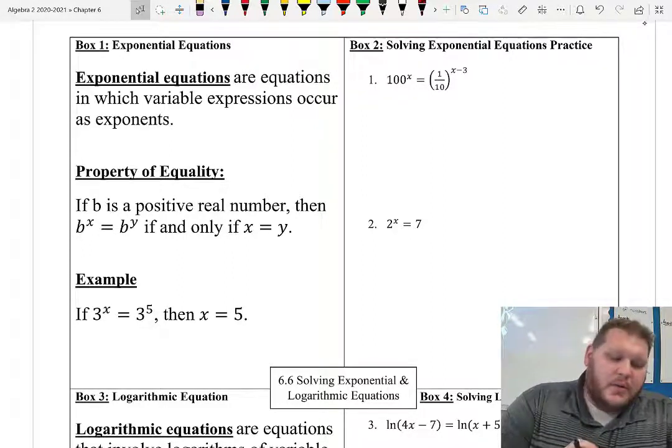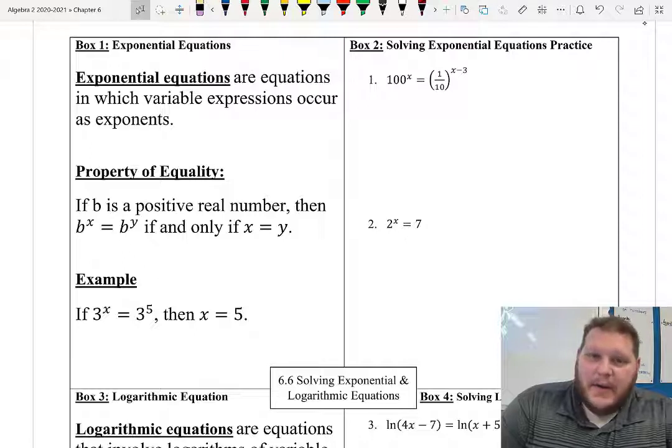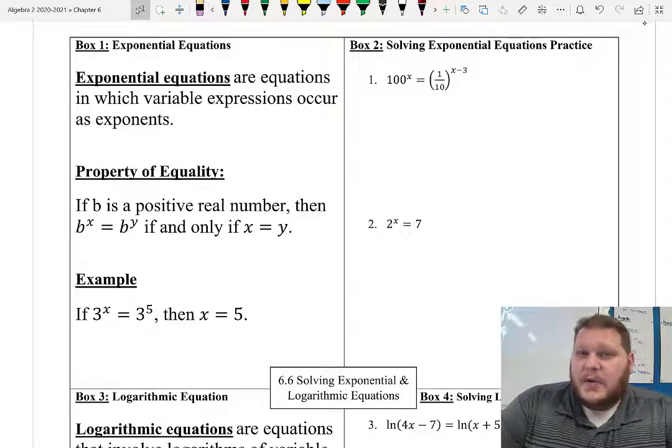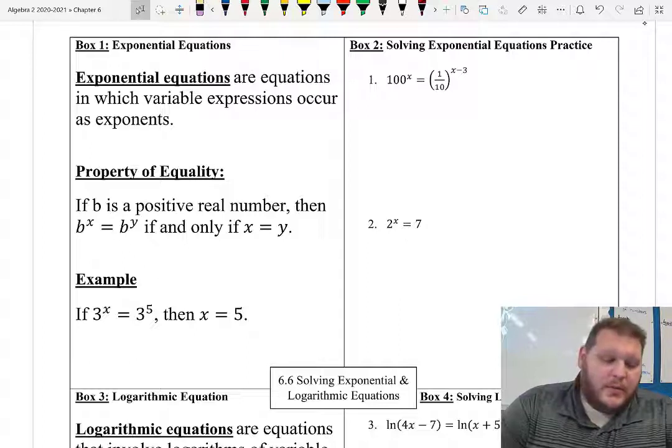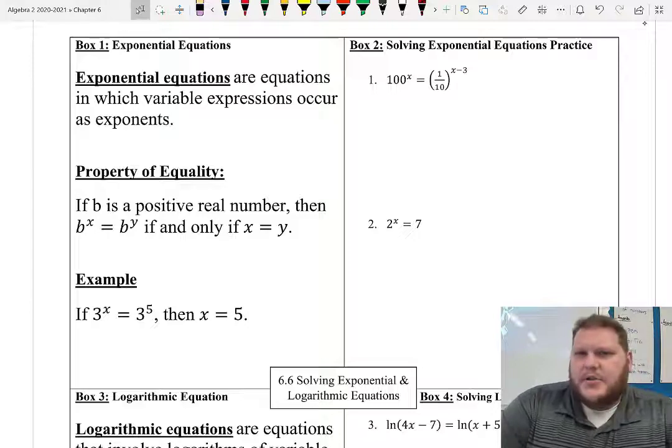So we're looking at 4-box notes today. Again, like I said, we're solving exponential and logarithmic equations. We solved exponential equations back in Algebra 1 when we were dealing with exponentials in that class as well. So these first 2 boxes should look familiar to us. There are some slight differences with solving some more complex ones, but we'll just jump right into it.